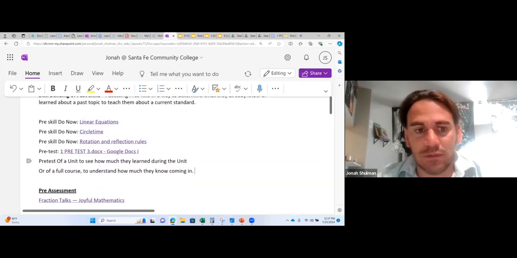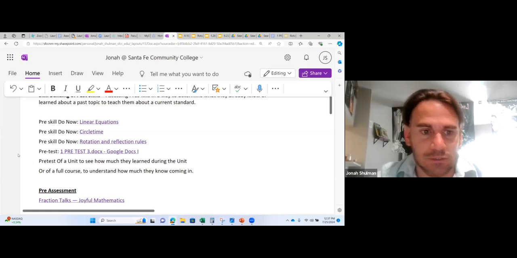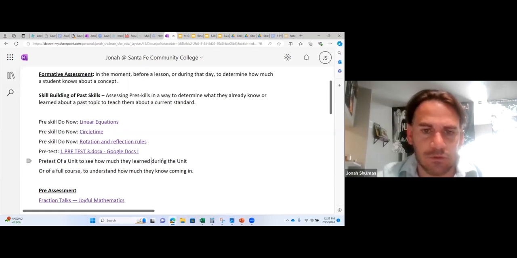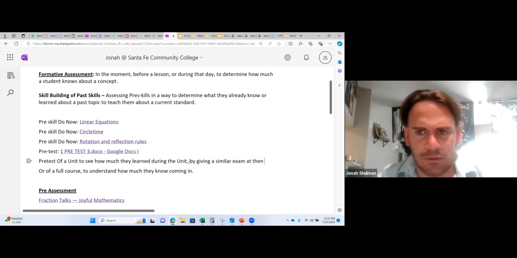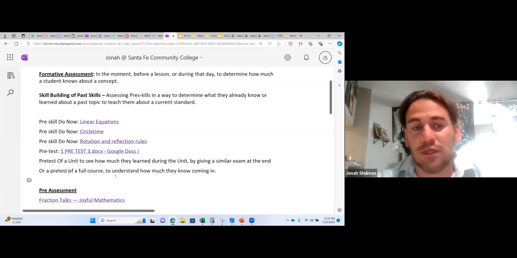That's why I had everybody in this course do a pretest before it started. I had you do two, just so you could be like, wow, I really stink at data, or linear equations is just something I really need to work on. So that's a really good thing to do. So you could either do it of a unit to see how much they learned during the unit, giving a similar exam at the end, or a pretest of a full course to understand how much they know coming in.